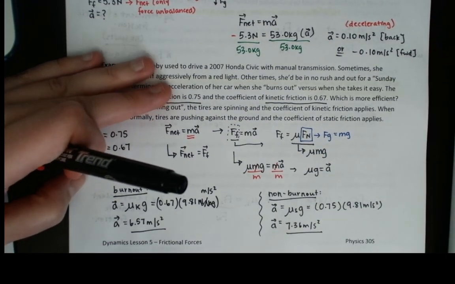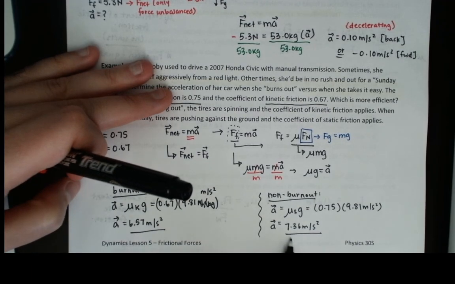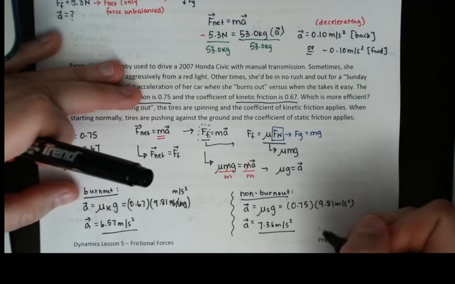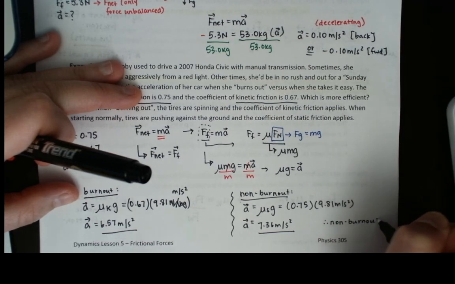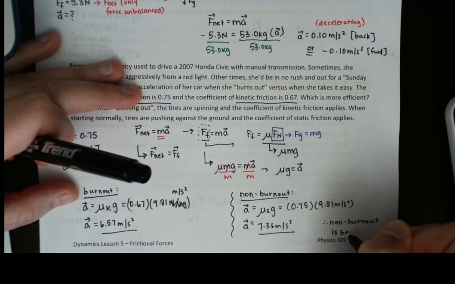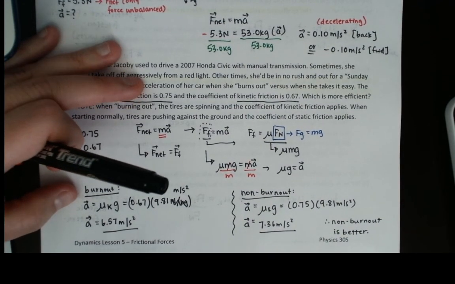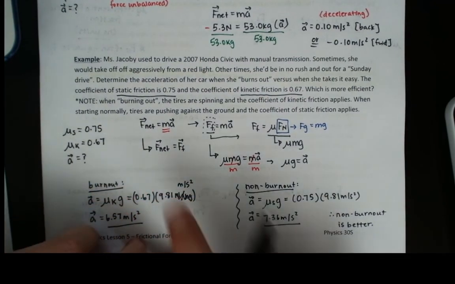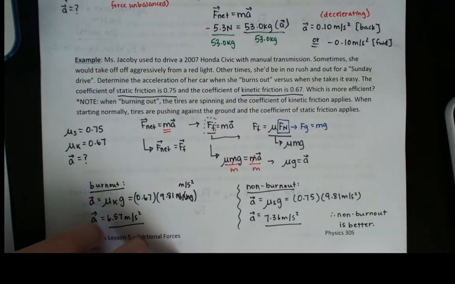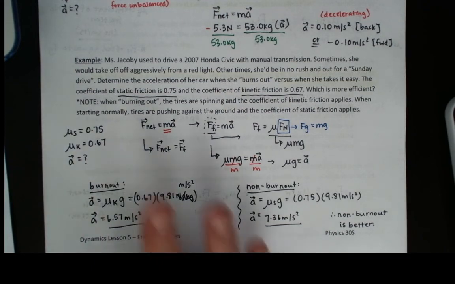So actually not that big of a difference, but this acceleration is higher, so that means you get more acceleration. So non-burnout is better, okay? This is a really tricky question. You wouldn't necessarily need to know how to do all this. This is just really cool how you use formulas and you manipulate them, and you can solve questions that you maybe didn't think you could. Okay?